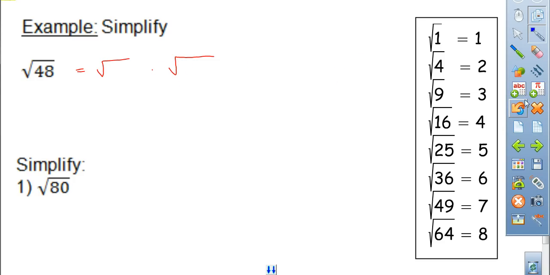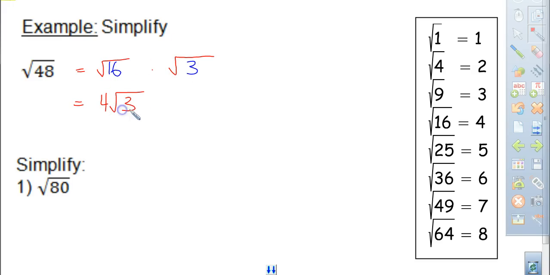Just like with fractions or rational expressions, you want to reduce as much as you can. So actually the largest one from this list that can divide 48 is 16. So root 16 times root 3. I can now simplify this. So root 16 is 4, and then square root of 3 I just write as root 3. So just like we have 4x, 4 times x, what this means is 4 times the square root of 3. That is the reduced version of root 48. It's in lowest terms now.